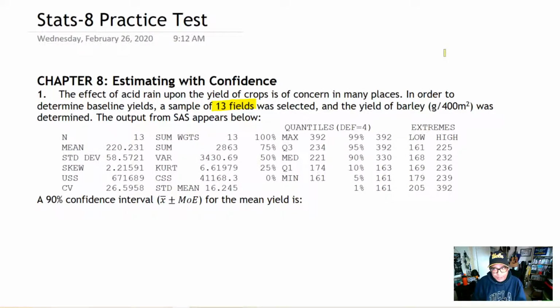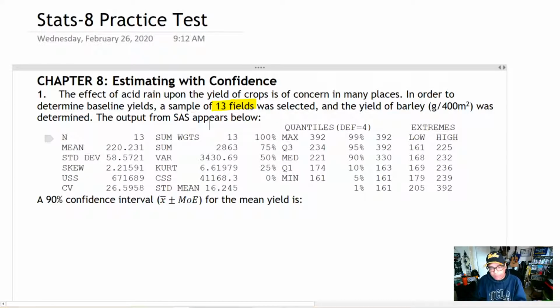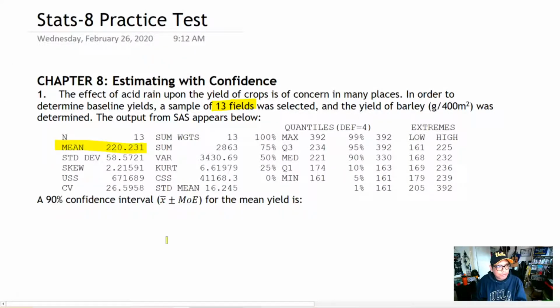SAS is computer software that calculates statistical things for you. There are only a few things from this output which are really important to us. First, we have the mean of the sample and the standard deviation of the sample. And we also have the sample size.